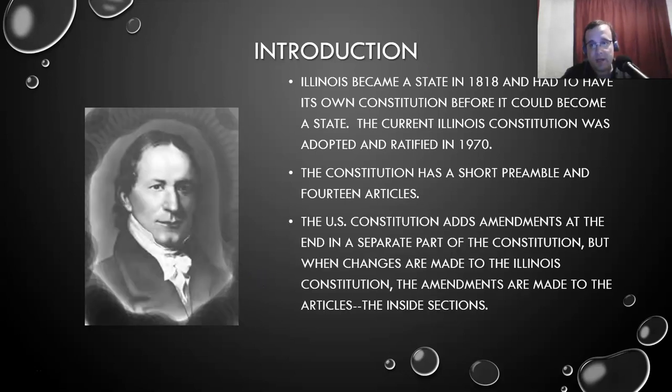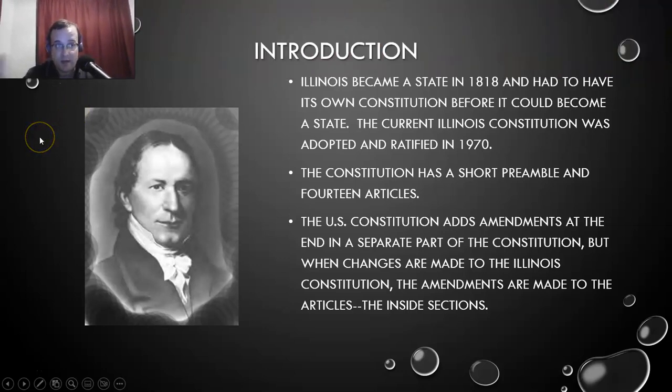So Illinois became a state in 1818. Oh, that was on the pretest that threw some of you. 1818, not 1848. One of the requirements, again, it had to have its own constitution before it could become a state. That was one of the requirements. It was constitution, population, borders, you know, there's a whole couple things that were being looked at. The current Illinois Constitution, our fourth constitution, was adopted and ratified in 1970. And we have a short preamble to our constitution and 14 articles after that.